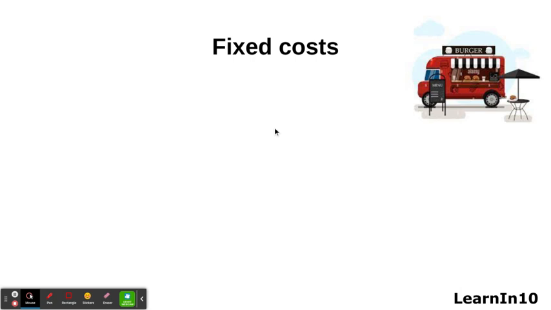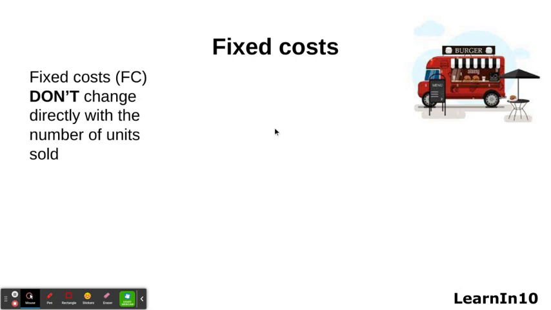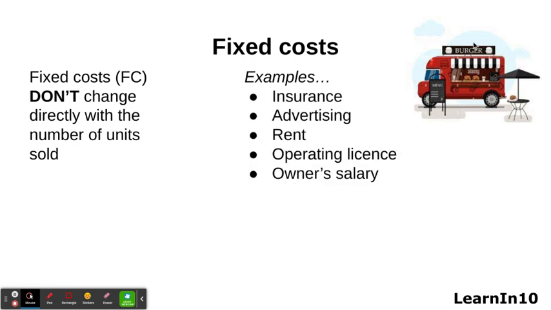That's not the only kind of cost that the business is going to face, though. The business is going to face a whole different range of costs, and these costs will not change directly with the number of units of output, with how busy that business happens to be. So bringing up 1 or 2 examples, that could be things like insurance, advertising, rent, operating license, owner's salary.